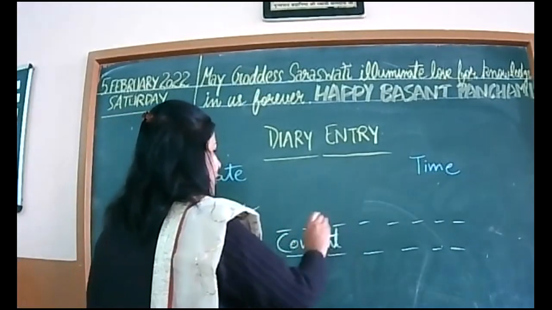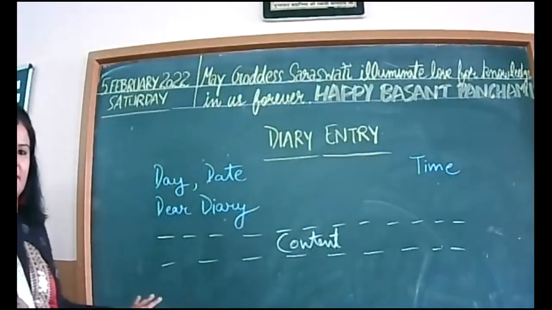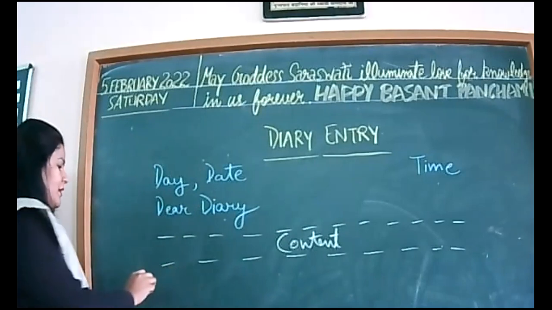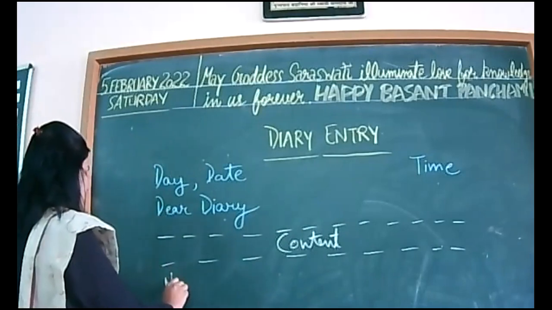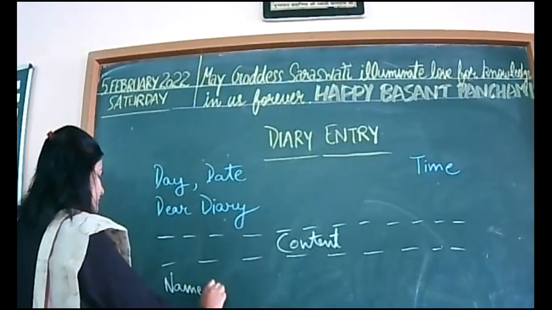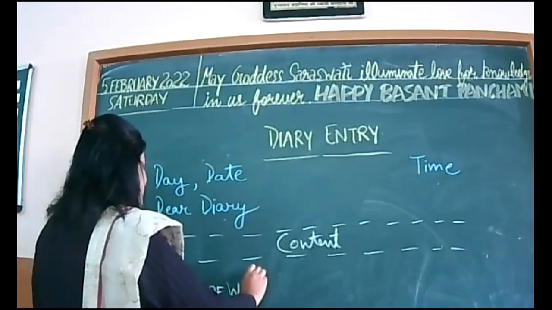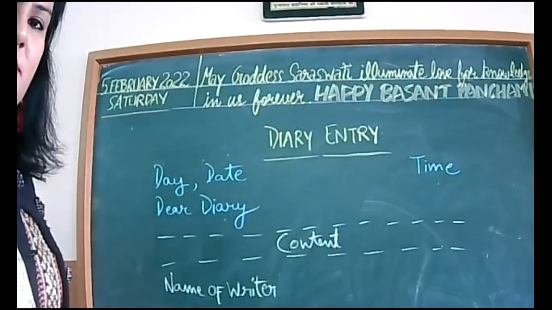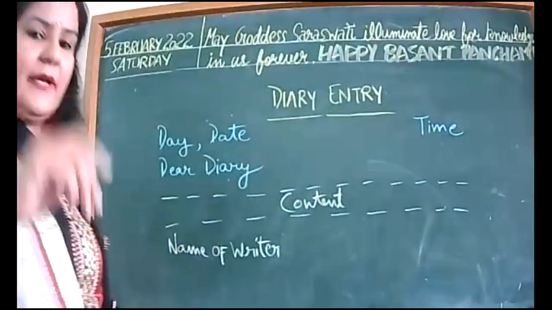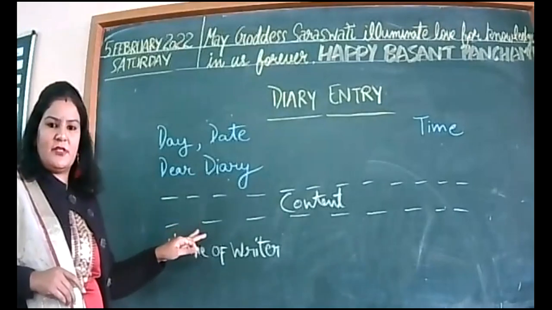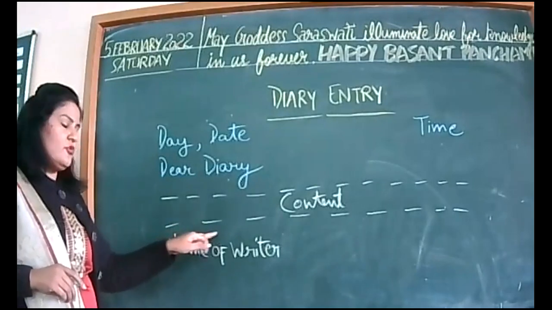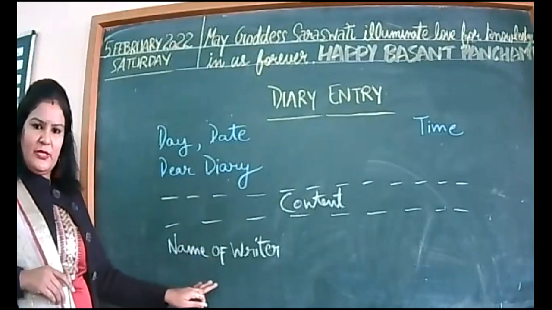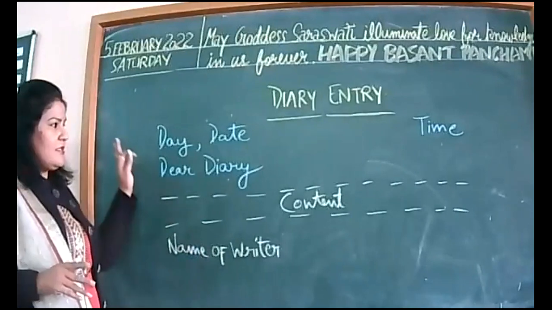I'm just talking about the format. I have not started the content yet. Day and date, time, dear diary, content, and at last, name of writer. You can also sign before writing your name, clear? This is not mandatory that you have to sign first. This is not any official letter you are sending to someone that you need to sign it and put a date. Only the name of the writer you can write, that will do. So this is the format.